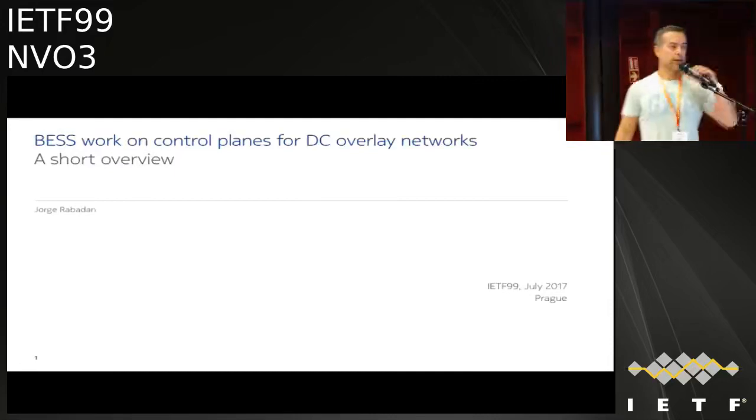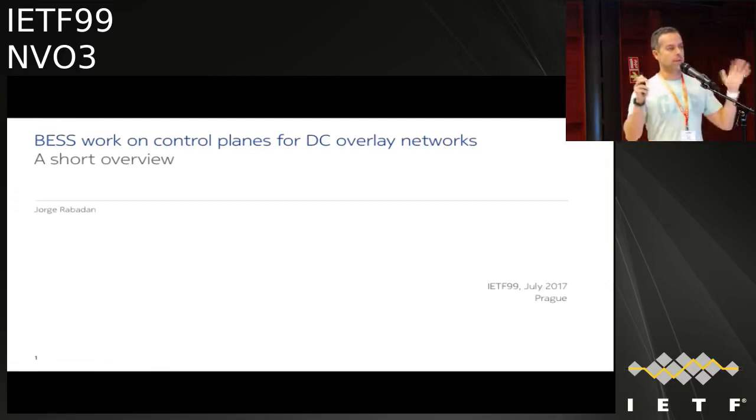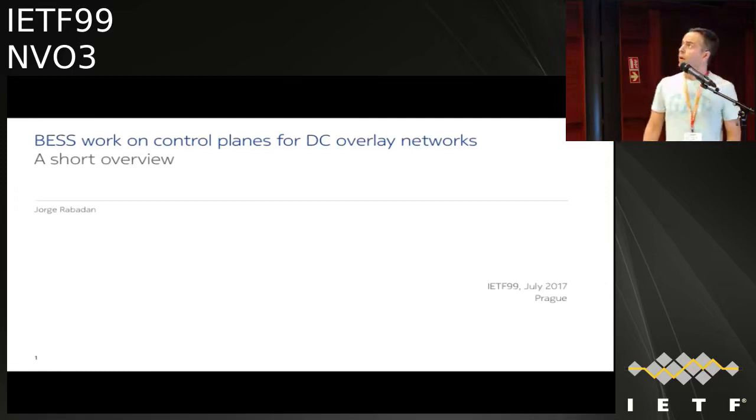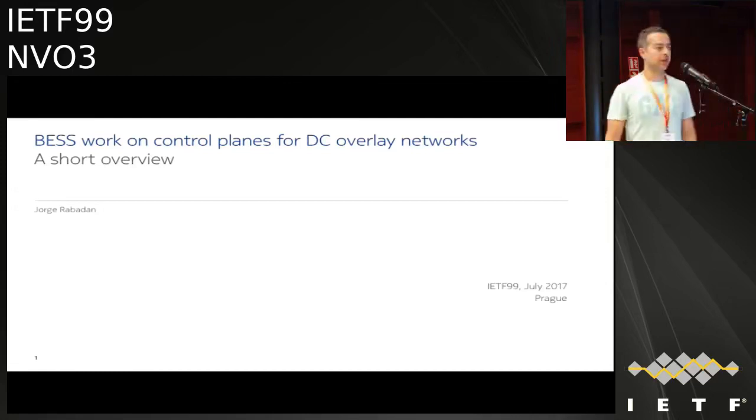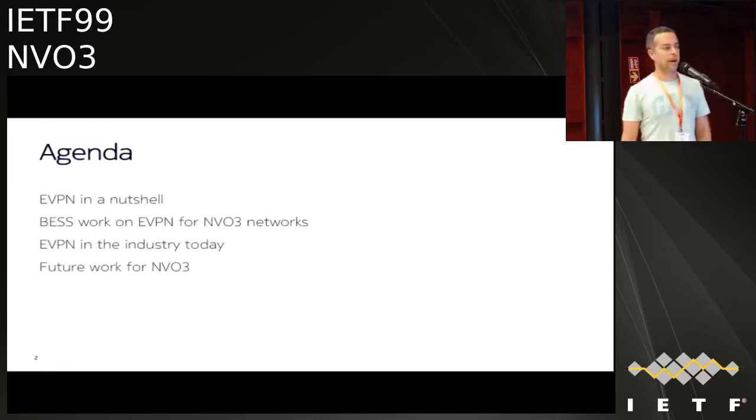Good afternoon. The chairs have asked me to present a little bit of what we've been doing in BESS for data centers, or for DC overlay networks. So this is my own view from a participant's perspective. I want to talk about EVPN briefly in just 1-2 slides. Then I wanted to touch base on the work we've been doing in BESS for NVO3 networks, a little bit of EVPN in the industry today, and finally an open discussion about what else we need to do in BESS for NVO3.